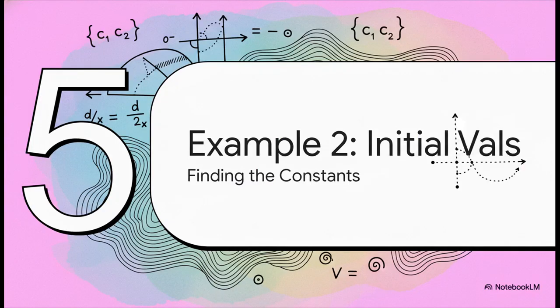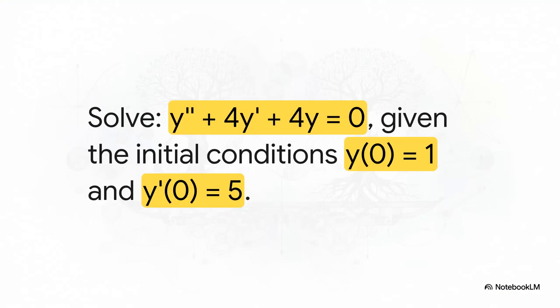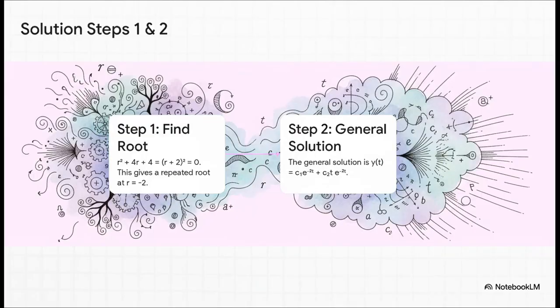Okay, that was the warm-up. Now for the full workout. Let's tackle an initial value problem where we actually have to hunt down those constants, c1 and c2. Here's our problem. y double prime plus 4y prime plus 4y equals 0. And this time we have starting conditions. At time 0, the position y is 1, and the velocity y prime is 5. You know the drill by now.